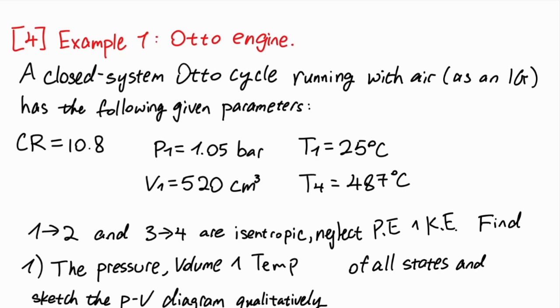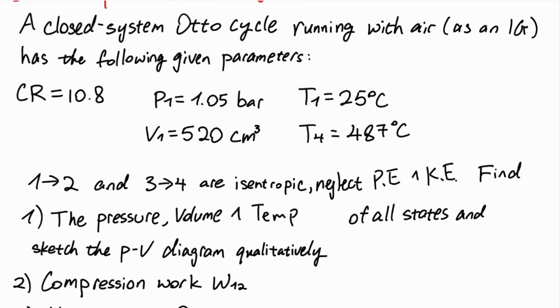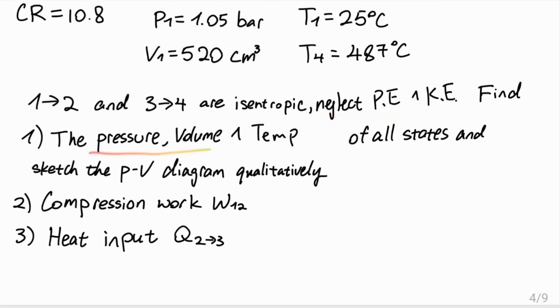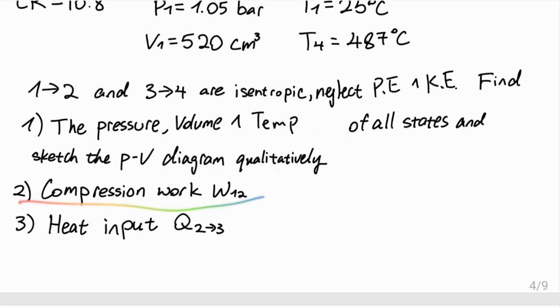Here we have a closed Otto cycle running with air as an ideal gas and has the following given parameters. So we have a compression ratio of 10.8, P1 of 1.05, T1 of 25 Celsius, V1 of 520 cm3, T4 is 487 Celsius. 1 to 2 and 3 to 4 are isentropic. We neglect the PE and KE, and we have to find pressure, volume, and temperature of all states and sketch the PV diagram qualitatively, the compression work W12, and the heat input Q23.